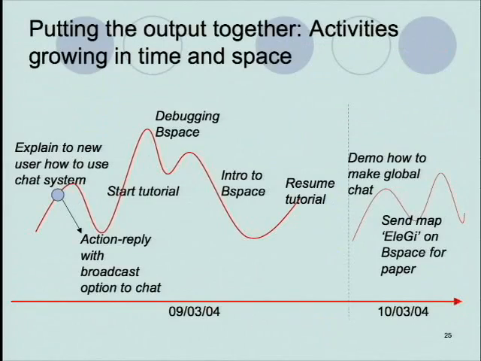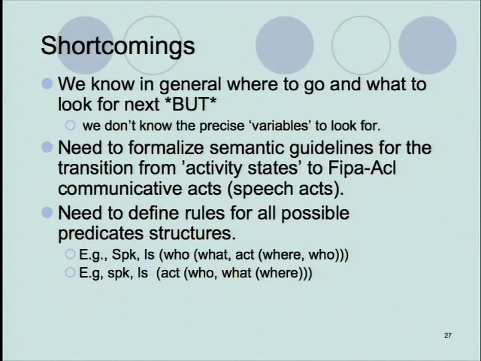First of all, I talked a lot about where we go and what we look at next. But even if we have that, we don't yet know the precise variables to look for if we want to allow a learning algorithm to recognize the same thing. So another shortcoming is how you formalize the guidelines from the transitions of the activity states, the observations that you have, back to FIPA ACL communicative acts. Then you need to define the rules for all predicate structures, for example who, what, action, where, and there are many possibilities. What is the best way to represent that? Because, again, if you formalize too much, you're just formalizing what people are saying, but in the end you want to learn what they're doing.